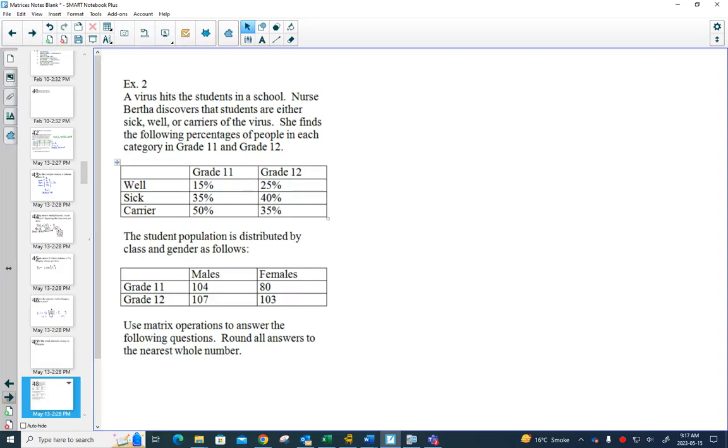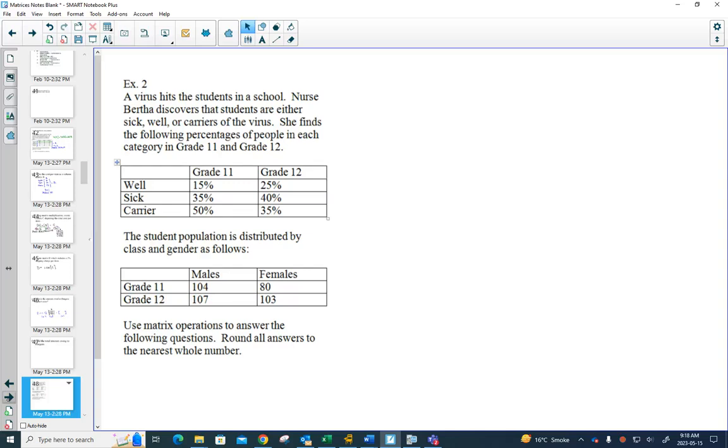Nurse Bertha discovers that students are either sick, well, or carriers of the virus. I don't know, it sounds kind of scary. I think if there was a Nurse Bertha, I would get healthy really quickly. She finds the following percentages of people in each category.